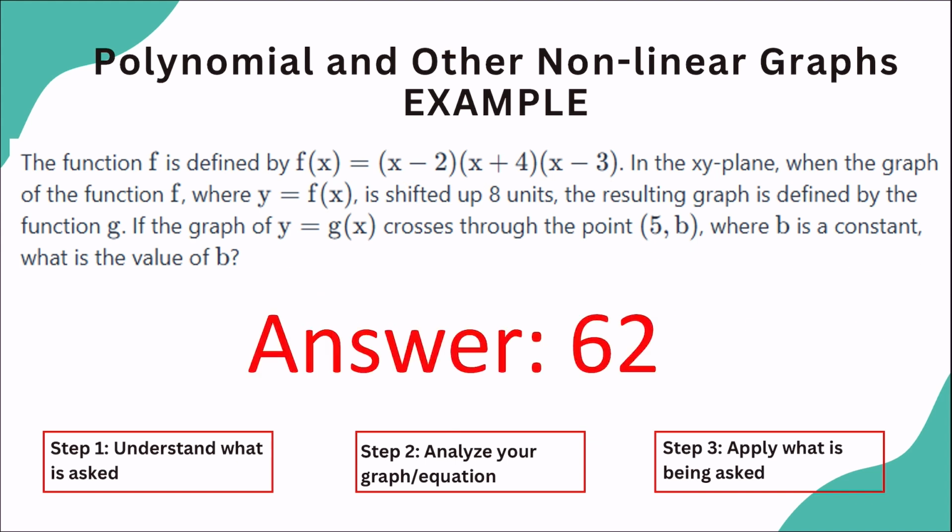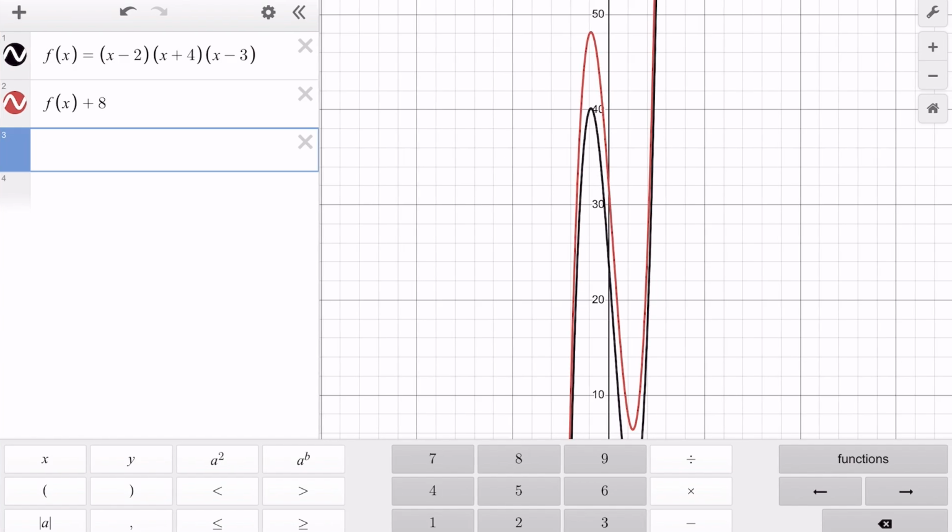Now let's plug this one into Desmos and see if Desmos can do all this work for us. So I actually plugged in our original equation, which is this black graph. And what Desmos lets you do is if you define f of x, you can just write in the next line f of x plus 8, or whatever translation you're doing, and it'll graph that as well. And so that's what we see in this red line.